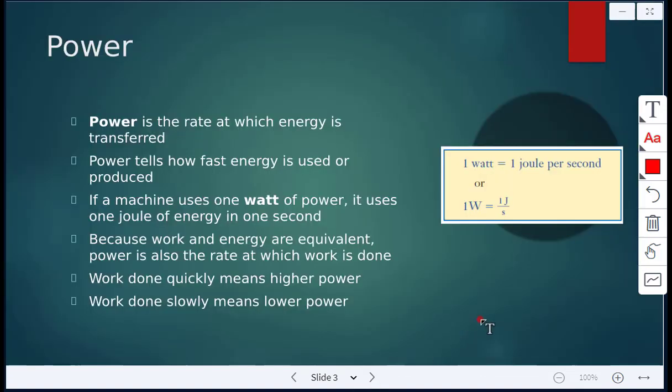All right, so next we're going to talk about power, which is the rate at which energy is transferred. So power tells how fast energy is used or produced. For example, if a machine uses 1 watt of power, it's using 1 joule of energy in 1 second. So 1 watt is equal to 1 joule per second. Because work and energy are equivalent, power is also the rate at which work is done. So work done quickly means it has higher power. If work is being done slowly, it has lower power.